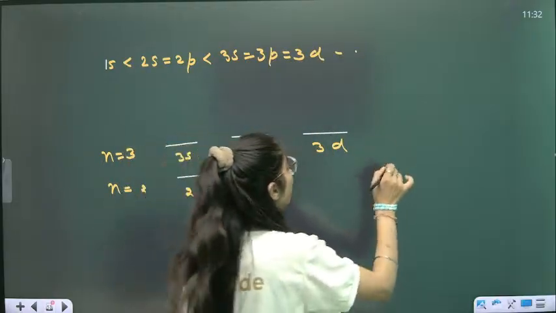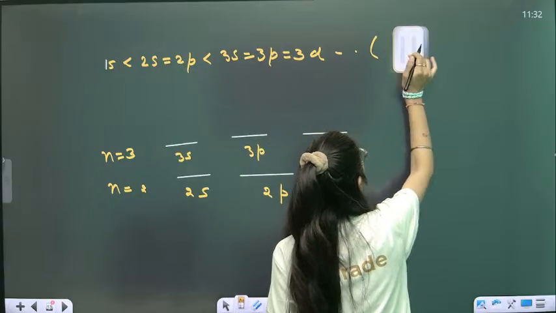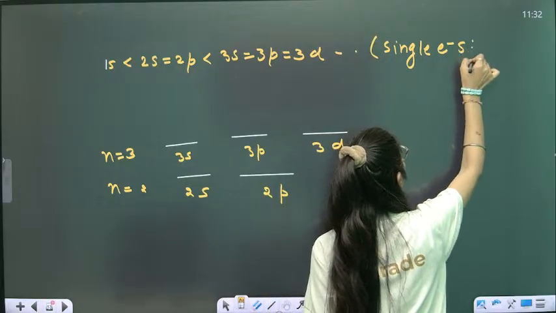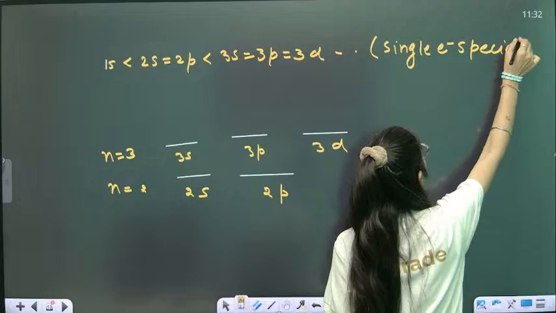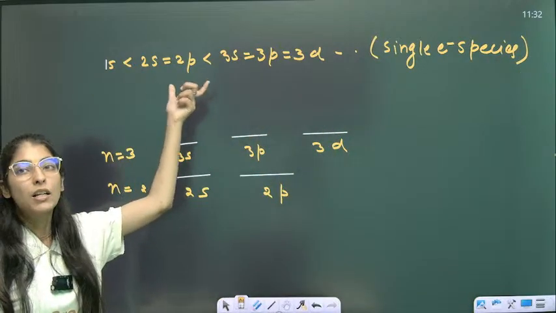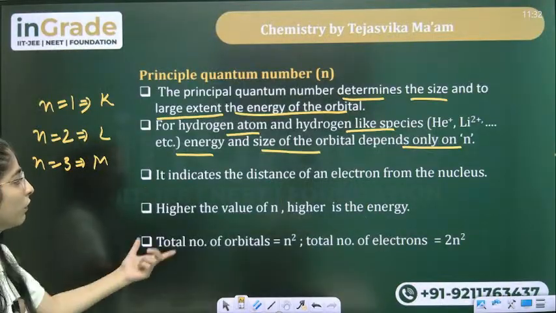But this is going to be true for hydrogen like species, or I would say single electron species. This is not going to be true for multi electron species. Keep this point in your mind. Now let's move further and see.